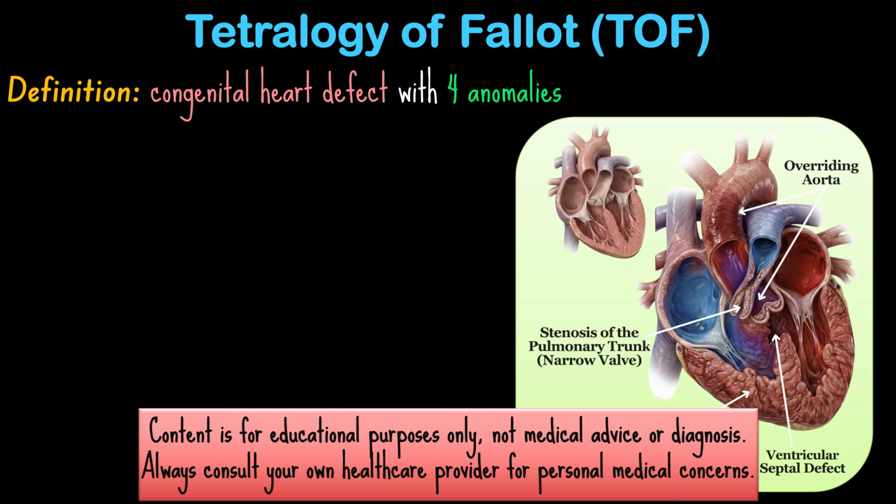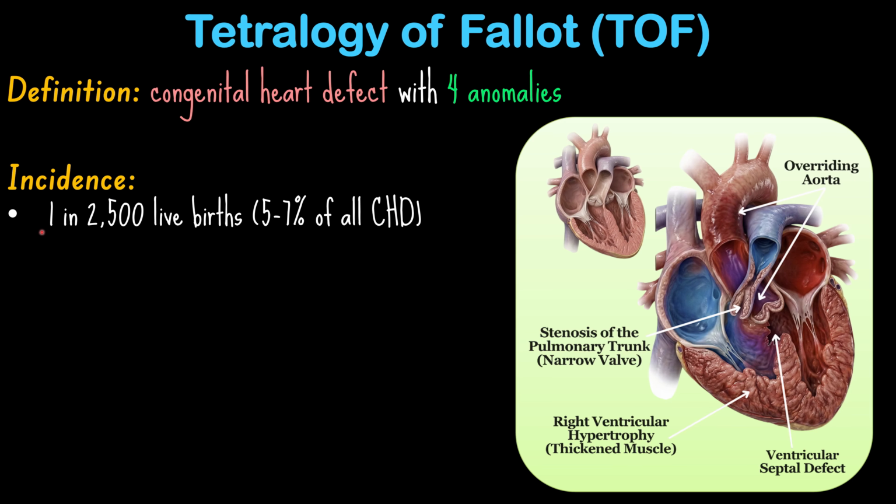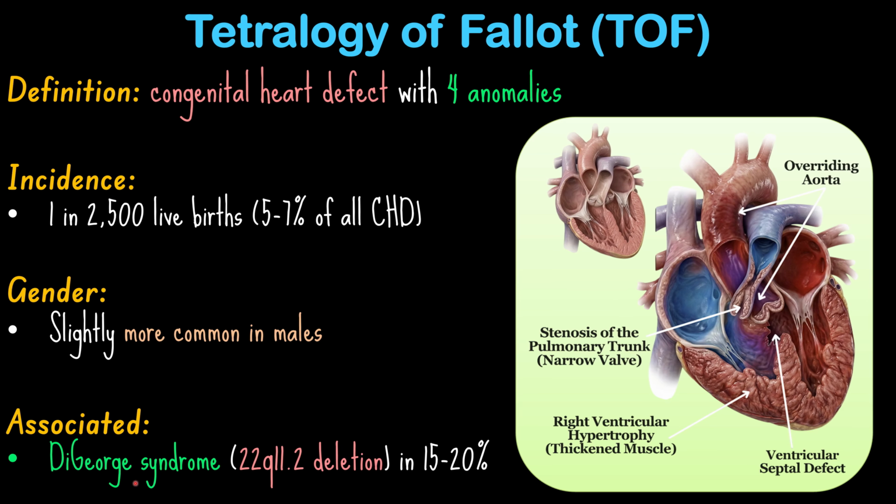Tetralogy of Fallot is a congenital heart defect consisting of four anatomical abnormalities. It occurs in approximately 1 in 2,500 live births, accounting for 5 to 7% of all congenital heart disease. It is slightly more common in males. About 15 to 20% of cases are associated with 22q11.2 deletion.